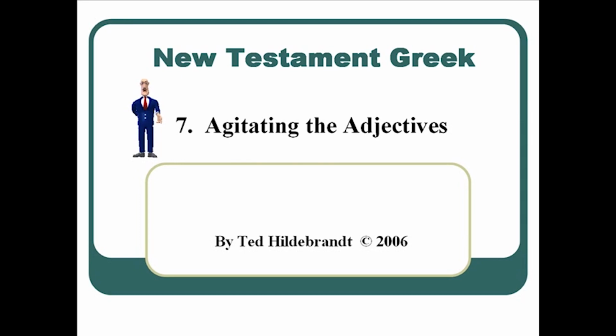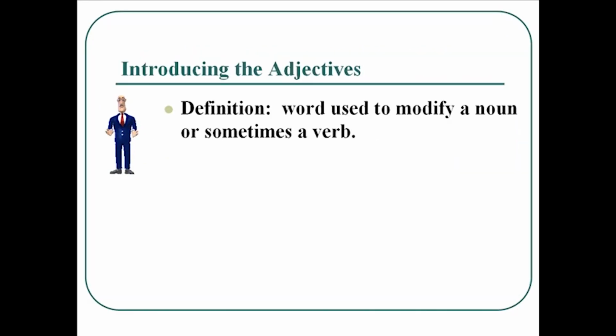One other thing we'll take a look at in this chapter is the "is" verb, eimi, and we'll learn that in this chapter as well. It's a very important verb in the Greek language. So let's begin with our adjectives.